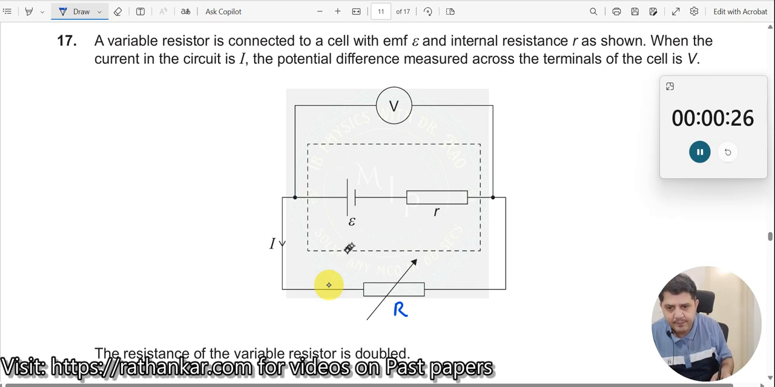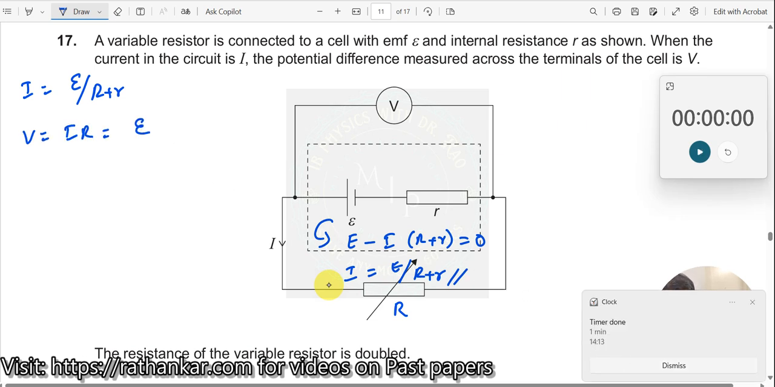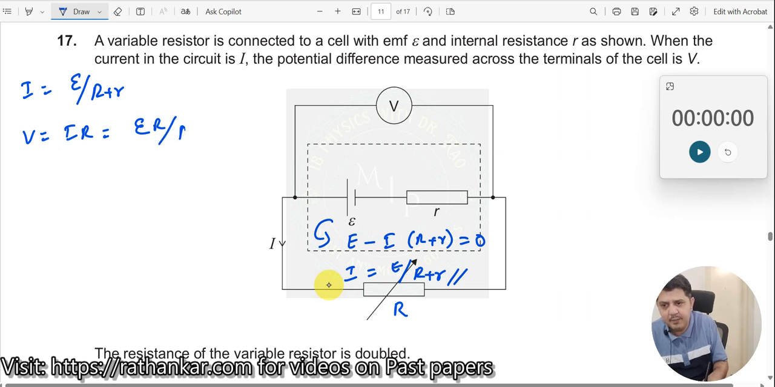So therefore, the current I can be written as, let me apply KVL here. I can now write E minus I into R plus r is equal to 0 only for this loop. So I is equal to E divided by R plus r. Now what is the potential difference? Terminal potential difference V should be equal to I into R. So this should be E R divided by R plus r.